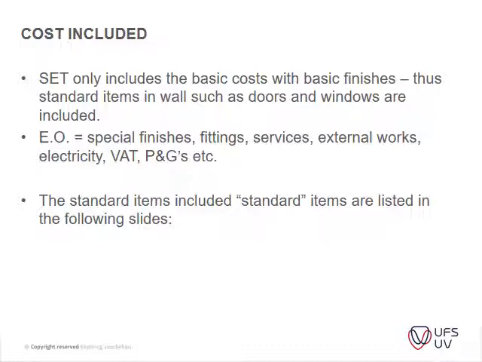Okay, so the cost included: the storey enclosure tariff only includes the basic cost of the building finishes. Thus standard items such as doors and windows are included. So extra over items that still need to be included are special finishes, any other special fittings, services, external works, electricity, VAT, and then your P's and G's, and obviously contingencies as well, depending on the accuracies. Then the standard items included are listed in the following slides.